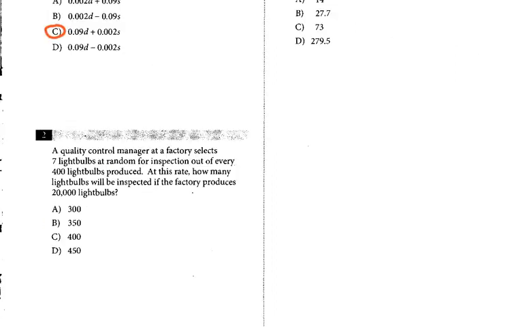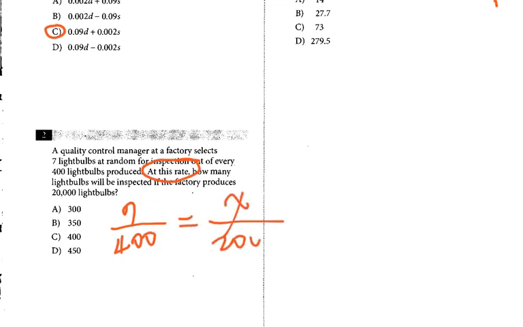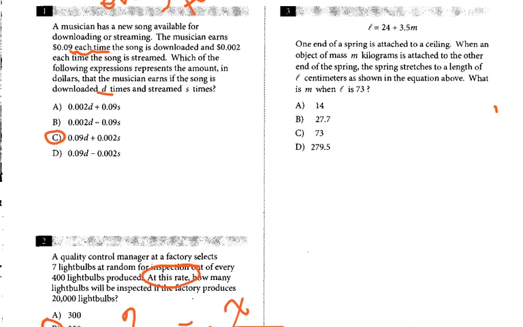And for number 2, this one is a ratio problem, because you could say at this rate. So basically it's 7 over 400 equal to x over 20,000. Then cross multiply, and the answer will be 350. And for number 3, which is kind of like a plug-in game. So 73 equals 24 plus 3.5m. So just solve this linear equation.